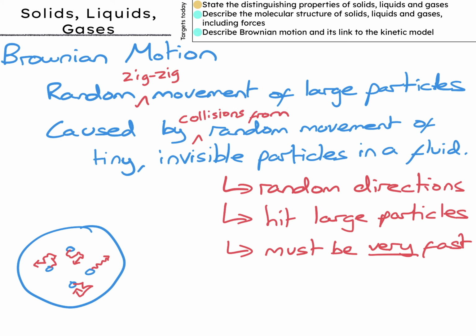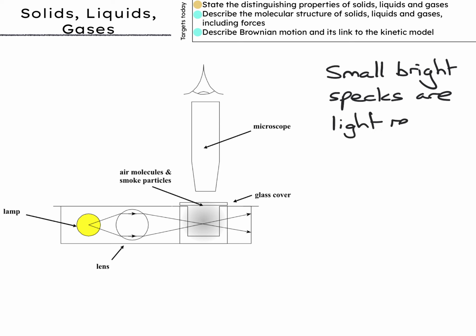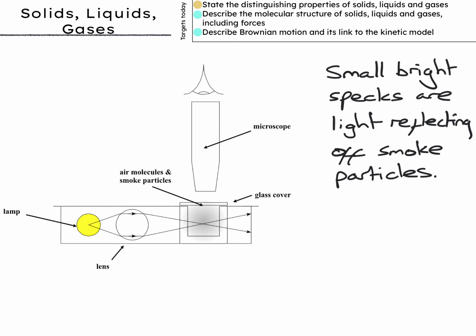It can be observed under a microscope, with one common method being the smoke cell shown here. Some smoke is placed in the cell and a microscope is used to view the cell. With careful observation, it's possible to see small specks of light moving with Brownian motion. This is the light reflecting off the smoke particles. It's well worth your time trying to observe this yourself, so if you can't see it in a lab, then there are plenty of example videos online you can take a look at instead.